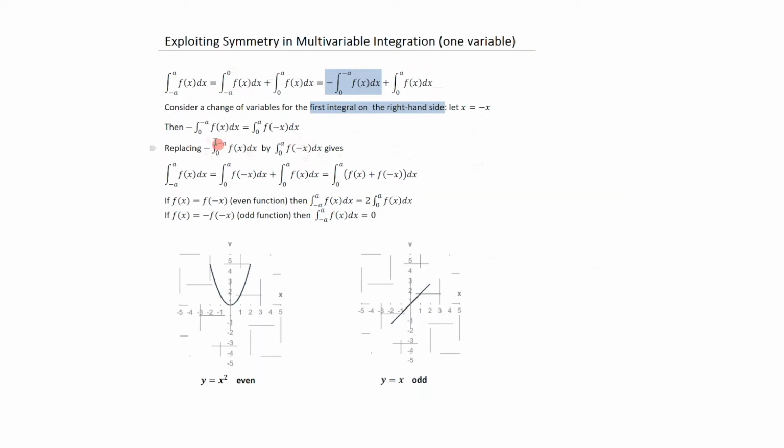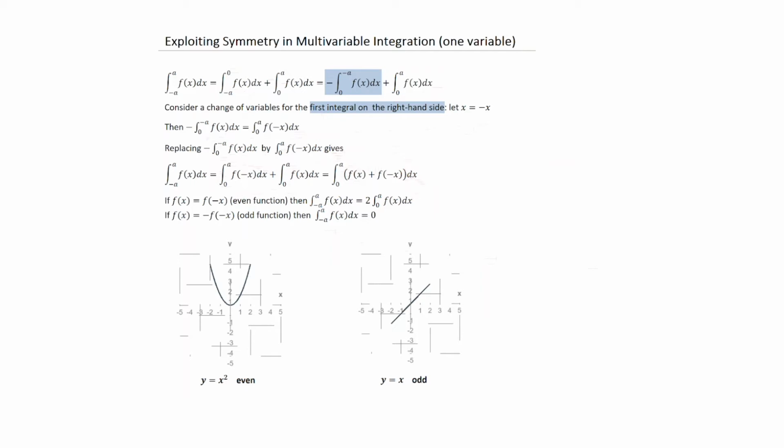All right, so we're going to now replace this term by this instead, and so we end up with the expression that you see here. So this is the integral from 0 to a of f(minus x) dx plus the integral from 0 to a of f(x) dx. We can put them together and we end up with this expression here.